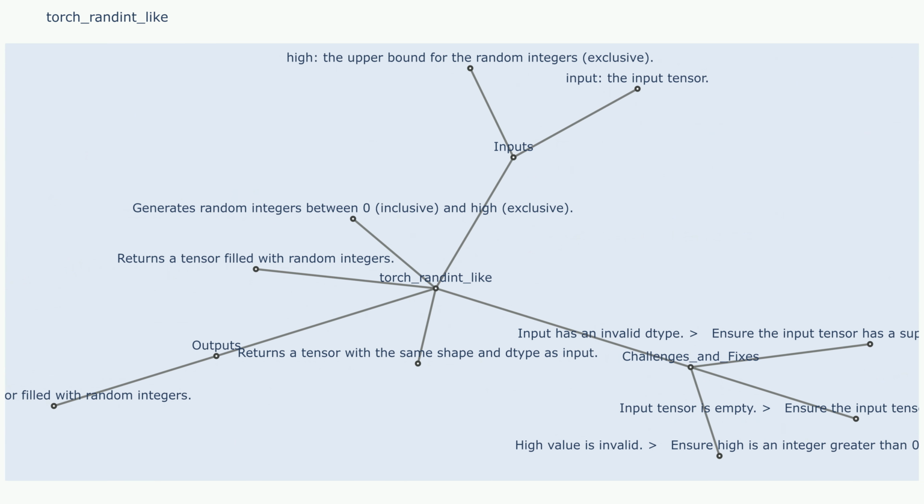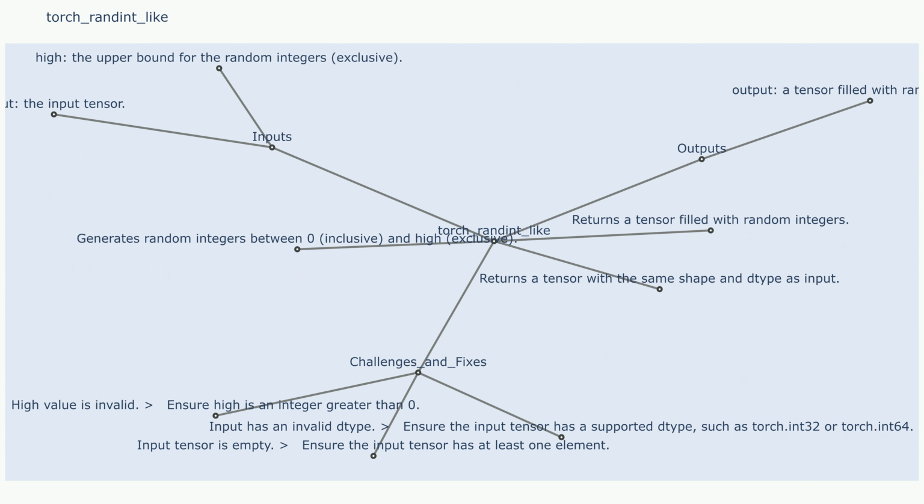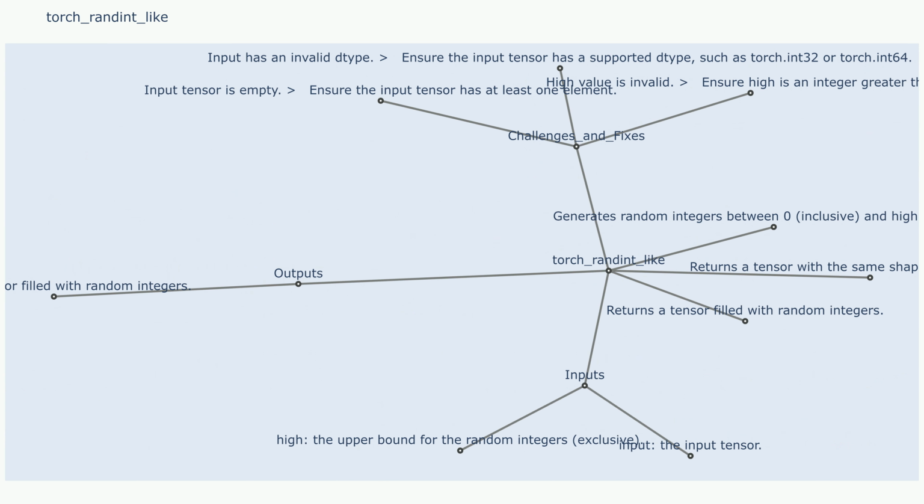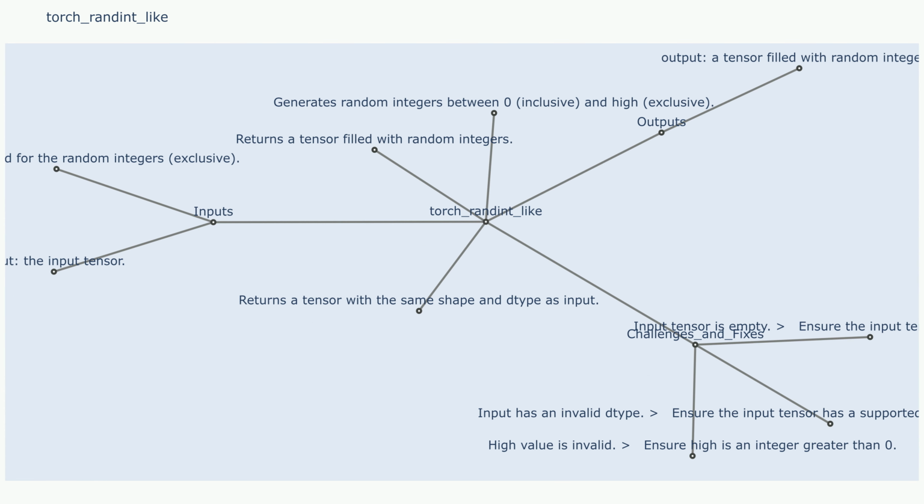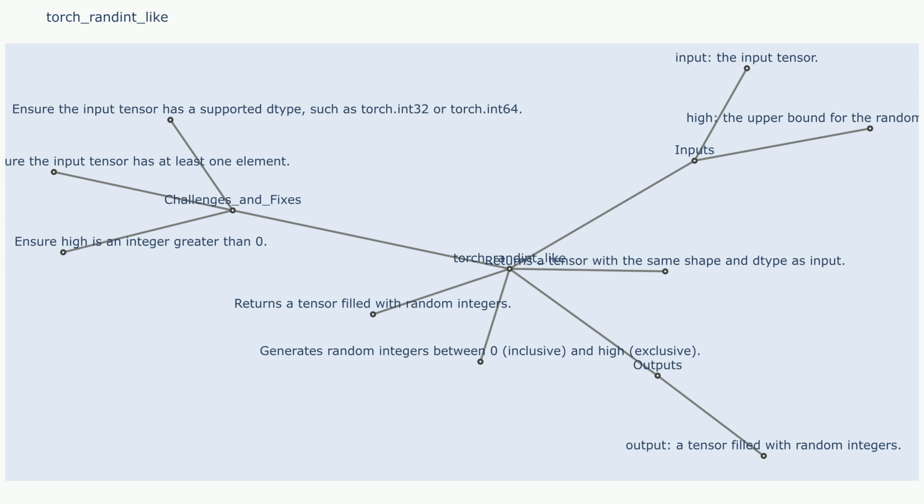Output: a tensor filled with random integers with the same size and dtype as the input tensor. The elements of the output tensor will be in the range [low, high). Steps. The function first determines the size and dtype of the output tensor based on the input tensor. It then generates random integers within the specified range [low, high) using the provided generator or the default generator. Finally, the generated random integers are populated into the output tensor.